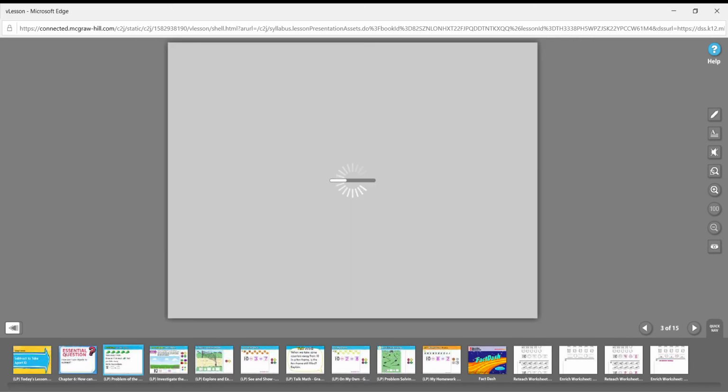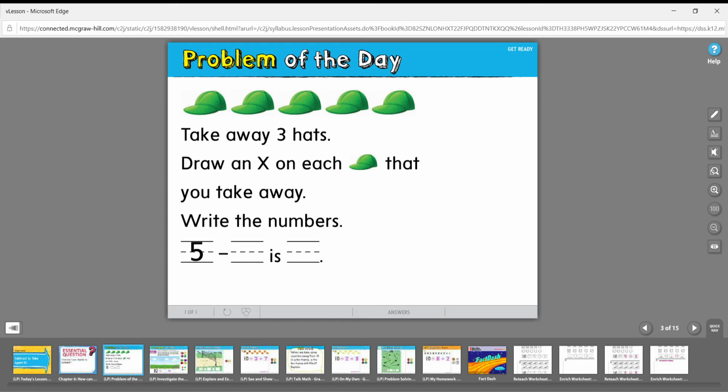How about a warm-up question, a problem of the day? All right, the problem of the day says take away 3 hats. Draw an X on each hat that you take away. So let's start with that. Take away 3 hats. Draw an X on each hat you take away. 1, 2, 3.